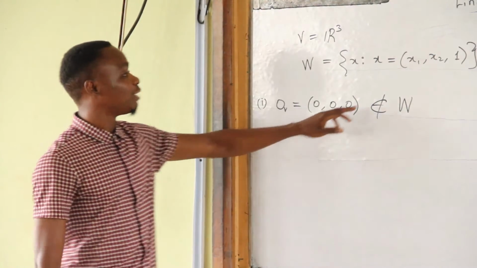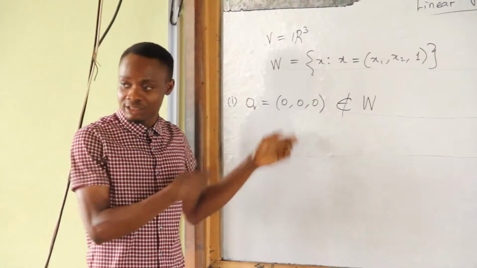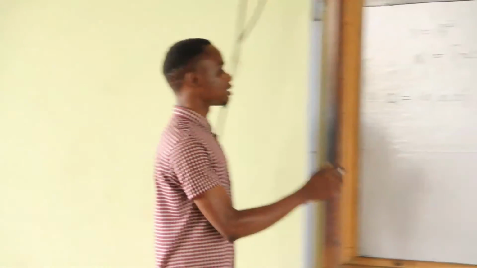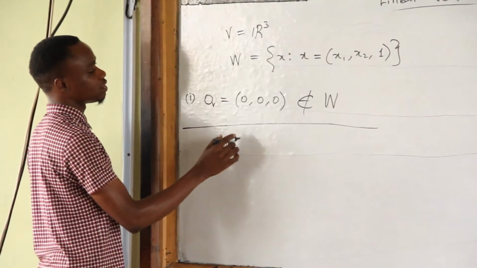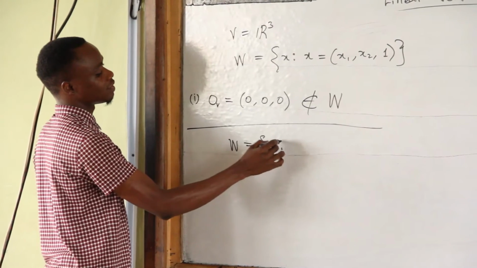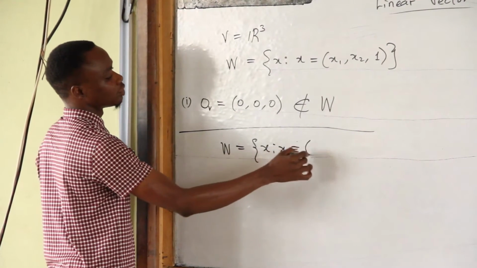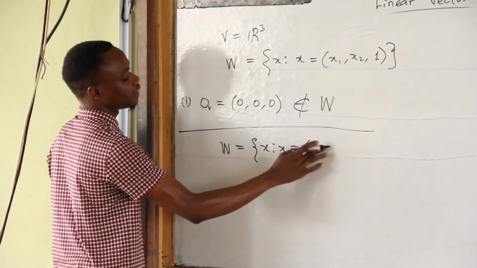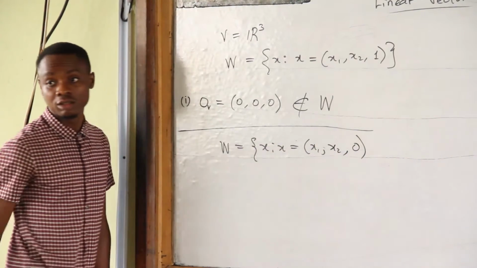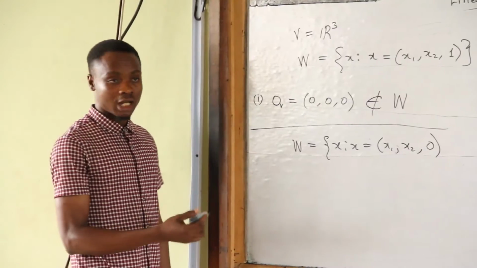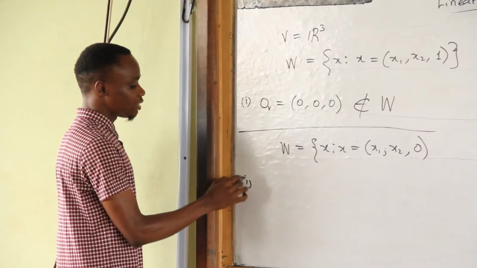Exactly. So that means that one is a single vector. So it's still the same. Yeah. So another thing you can consider is this. Look at another. What if you were given W to be this, W equal to X, so that X is equal to X1, X2, comma 0? You understand this?